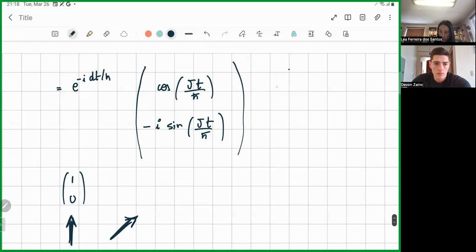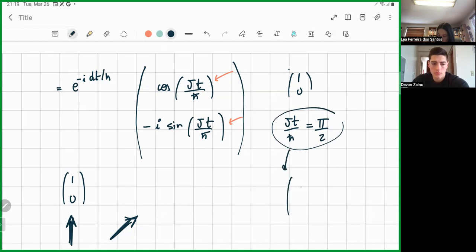See, at time 0, we are at the state 1, 0. So if I put time 0 in our solution, the sine disappears, we just have the 1, 0. Later in time, let's say J t over h bar equals pi over 2, for example. And so at this later time, you see that the vector goes all the way down. Now, you may say, wait a second, but how about this exponential? How about this minus i? You're right, I'm going to put this minus i here. At time 0, this is really 1.